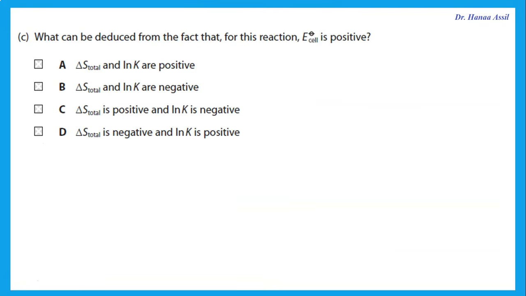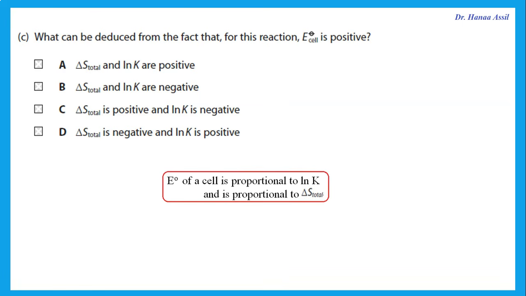What can be deduced from the fact that for this reaction the E cell is positive? So if we say that the E cell is positive, what does that tell us? You should know that the E cell is proportional to the natural log of K, and it is proportional to delta S total. So if the E cell is positive, then both of them should be positive. We know that delta S total is equal to R ln K, and we are saying the E cell is positive. That means both of these values should be positive.